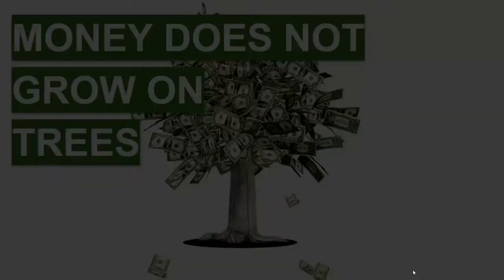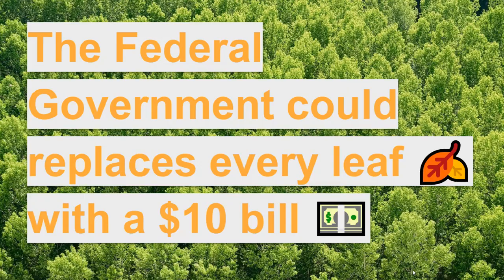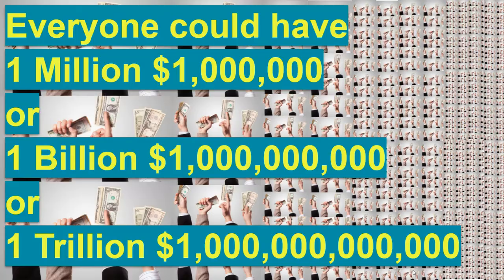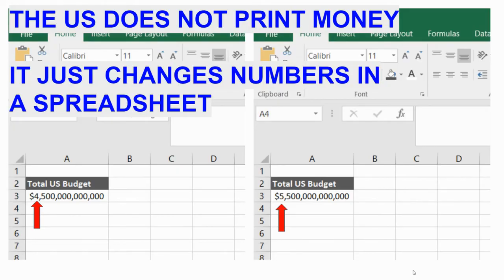Money does not grow on trees. But because of the fiat currency, the federal government could replace every leaf on a tree with a $1 bill or a $10 bill or a $100 bill. Everyone in this country would be a millionaire, billionaire, or trillionaire. And when I use these big numbers, a million seconds is 11 days, less than 2 weeks, and a billion seconds is 31 years, about the time of a modern computer. And a trillion seconds, that's 31,000 years. That's when we first started painting on walls and caves. Also, the U.S. does not print money. It just changes numbers in a spreadsheet.